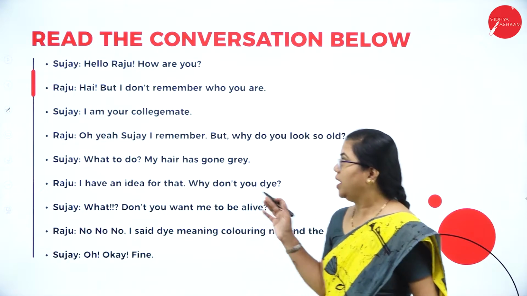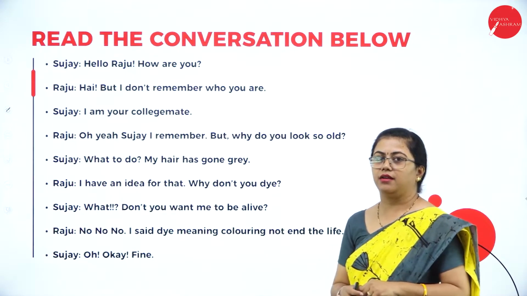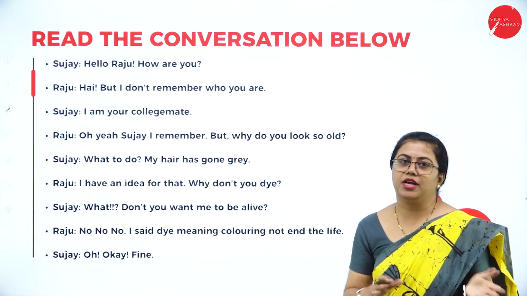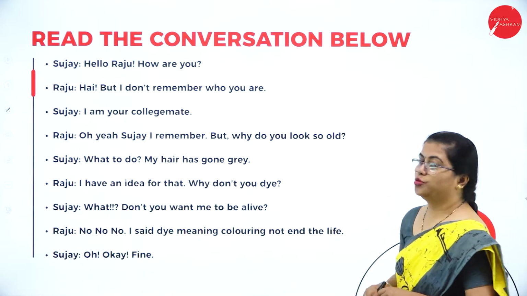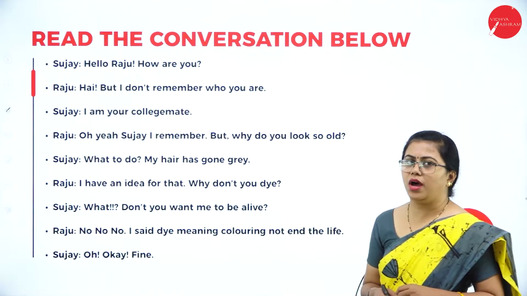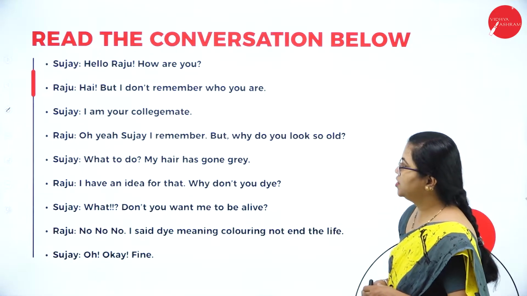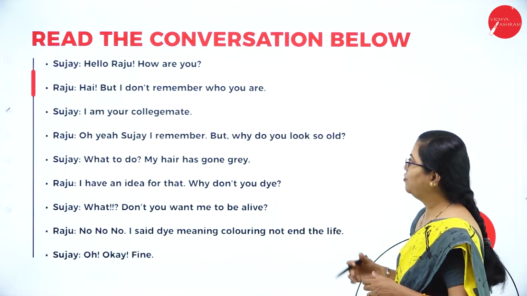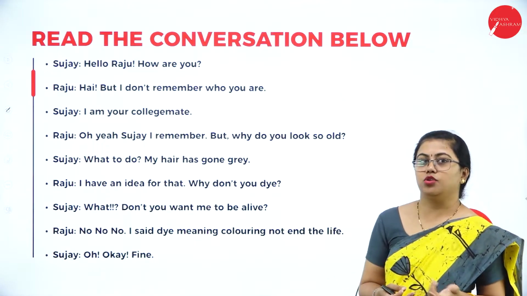Isn't it? So let us read another conversation here wherein the two friends are confused a little. So Sujay and Raju are two friends over here. They are having a conversation here. Hello Raju, how are you? Raju: Hi, but I don't remember who you are. Sujay: I am your college mate. Raju: Oh yeah, Sujay, I remember. But why do you look so old? Sujay: What to do? My hair has gone grey.